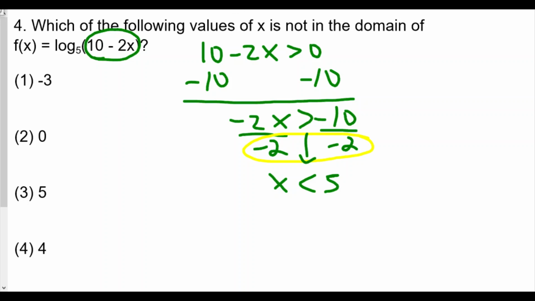That's part of the domain. But now, since we're looking for what is not in the domain, we're looking for which one of these choices is not less than 5. And that would be choice number 3, because 5 cannot be less than 5.